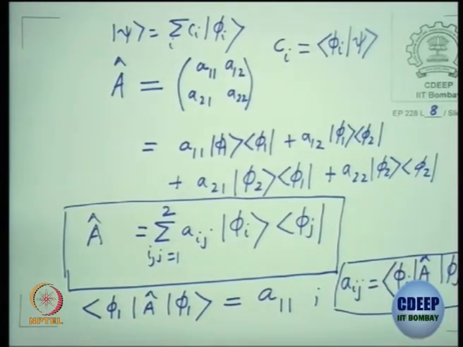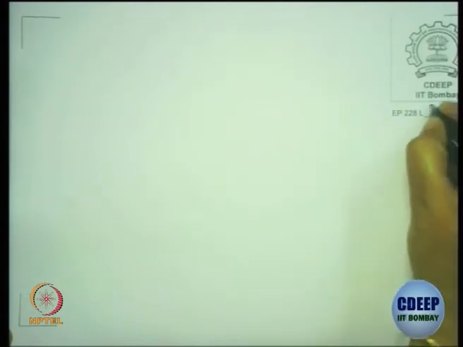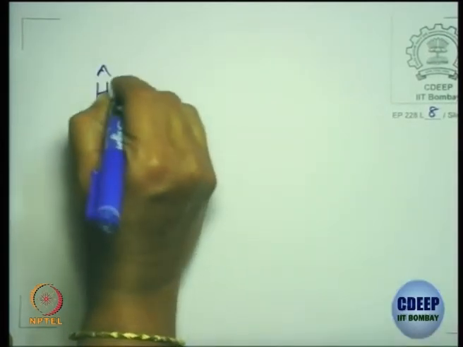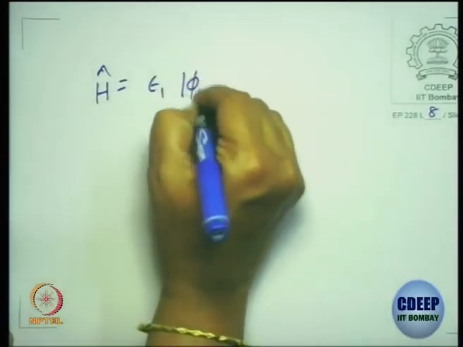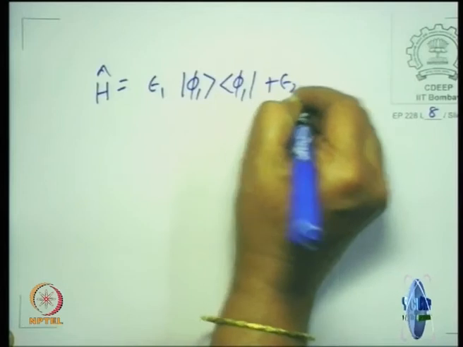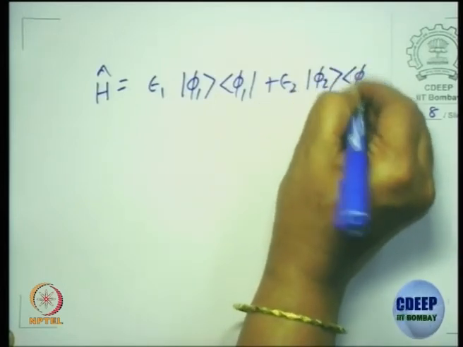Any operator, the Hamiltonian operator, we could write, and so on. The operators also have a basis. The basis are these outer products of these basis vectors. So there will be n squared basis elements, and you can write any arbitrary operator as a linear combination of these outer product basis elements. So suppose I give you that the Hamiltonian is given to be epsilon 1 |phi 1><phi 1| plus epsilon 2 |phi 2><phi 2|. Suppose I give you this.